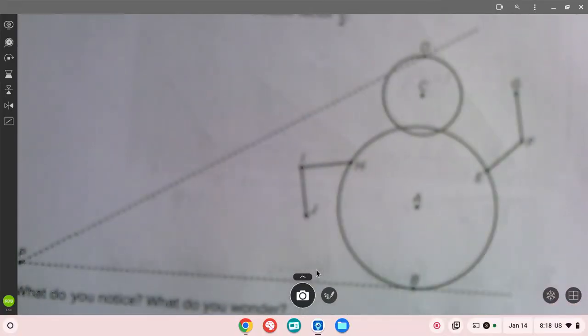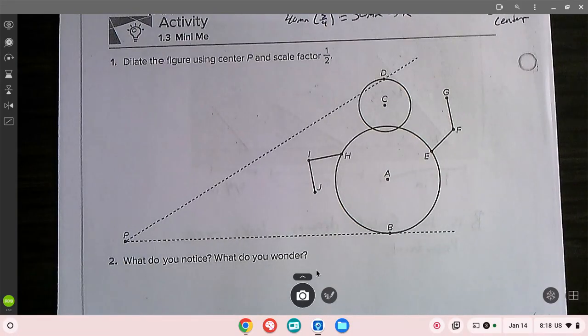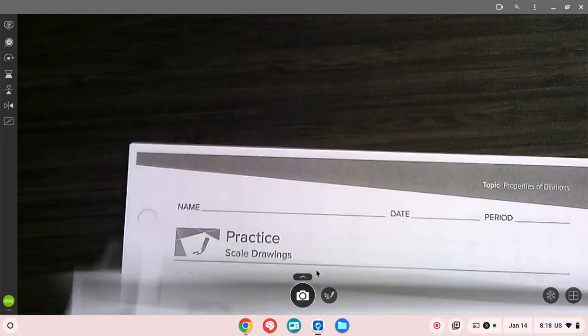Awesome. Let's go ahead and use what we just learned to dilate this snowman. Do you guys want to do the whole snowman, or should we just do the bodies? Let's just do the bodies so we can cut some time. Give me a second. I just want to see what else we have after this. Scale drawing. Okay.